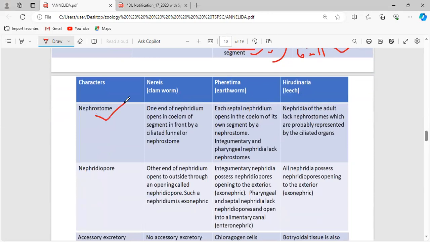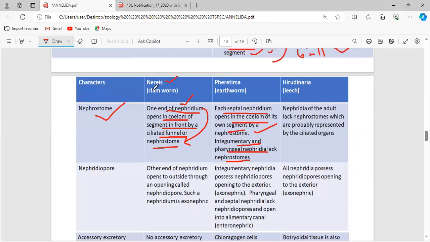And what does nephrostome mean? In Nereis, one end of the nephridium opens into the coelom of the segment in front by a ciliated funnel, the nephrostome. One end of the nephridium is connected with this nephrostome. In the earthworm, each septal nephridium opens into the coelom of its own segment by a nephrostome. Integumentary and pharyngeal nephridia lack nephrostomes.